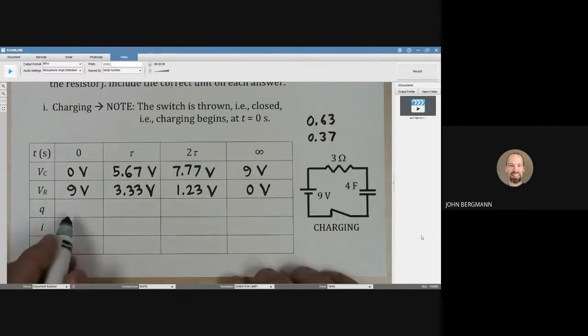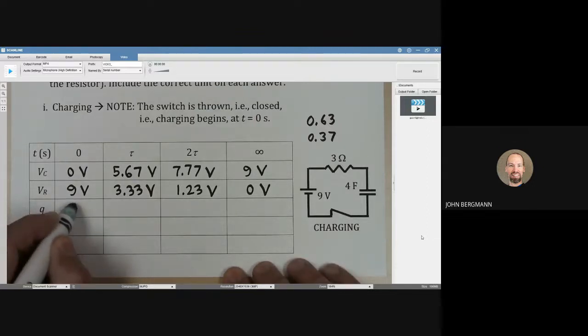The charge on the capacitor, initially there is no charge on the capacitor.